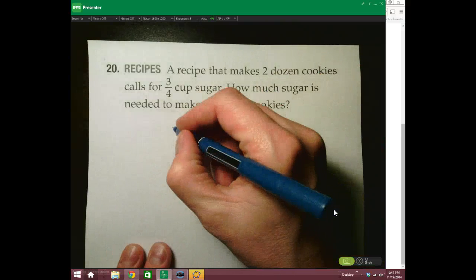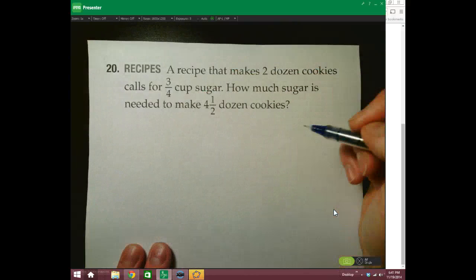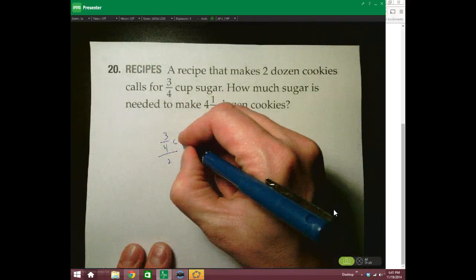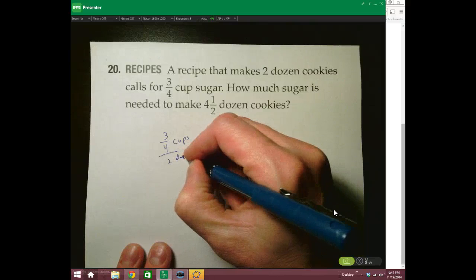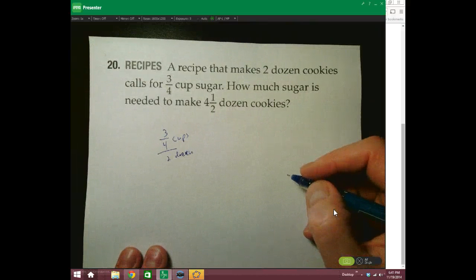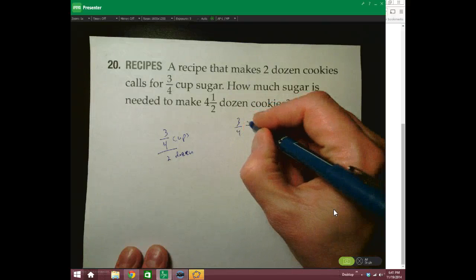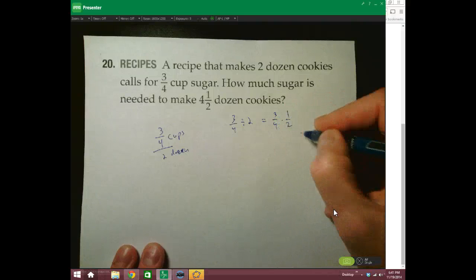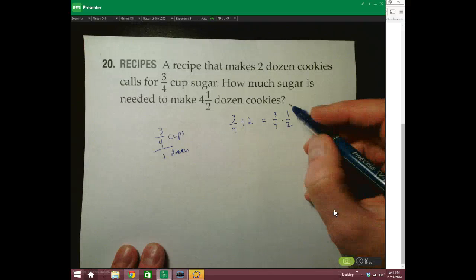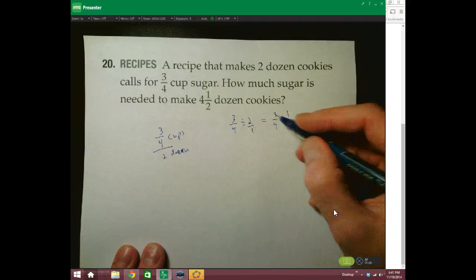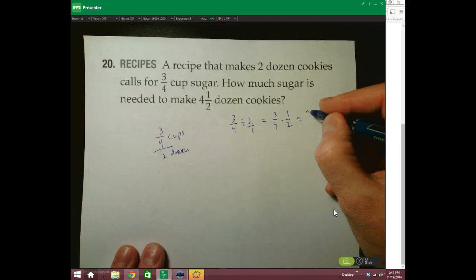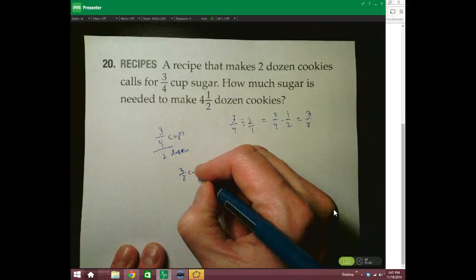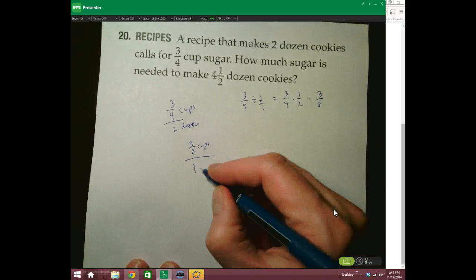So my unit's going to be, and this seems weird, but I'm going to do it as cups of sugar per dozen. So it's 3/4 over 2 dozen. What that means is I have to take 3/4 and divide it by 2, which is 3/4 times 1/2, because dividing by 2 is the same thing as multiplying by 1 over 2. Now that's 3/8 cups per 1 dozen.